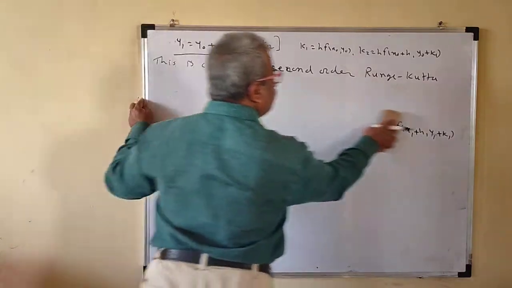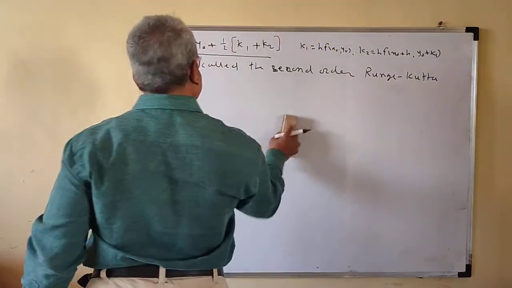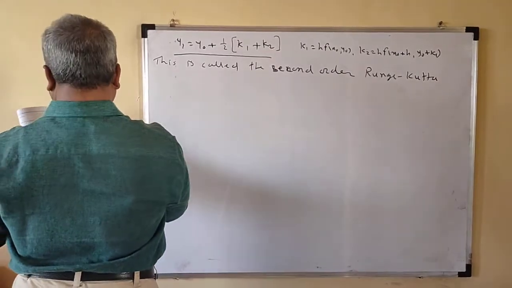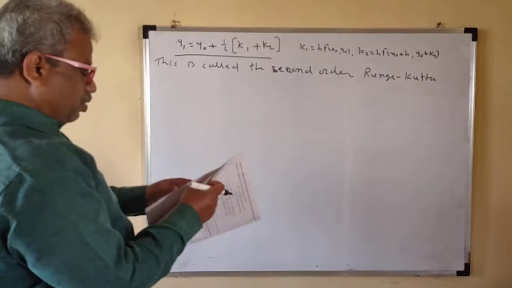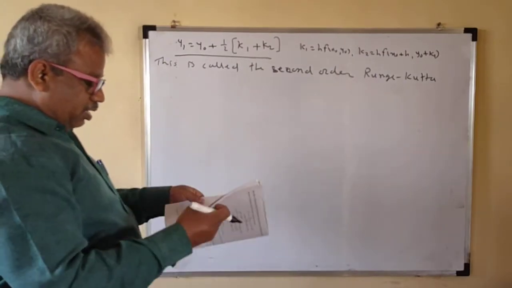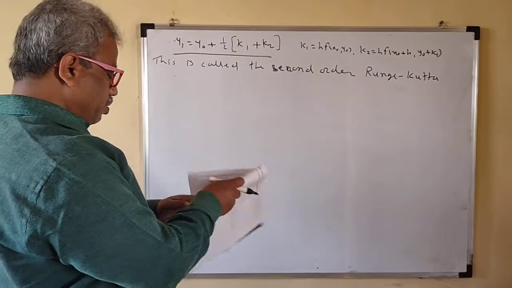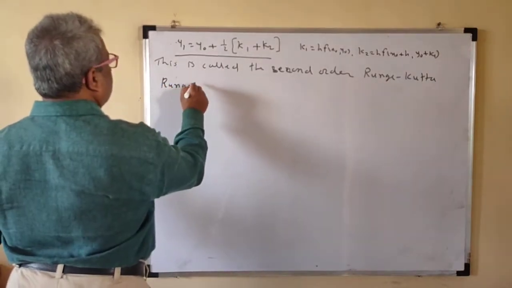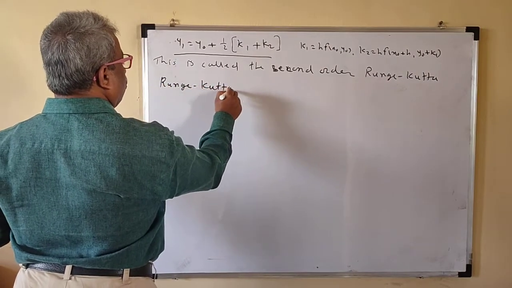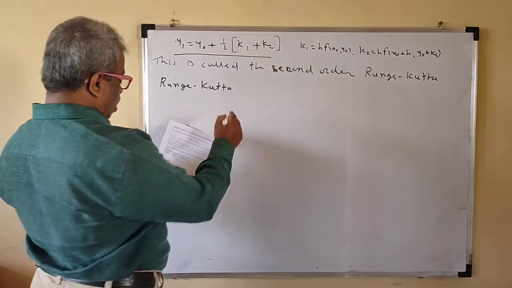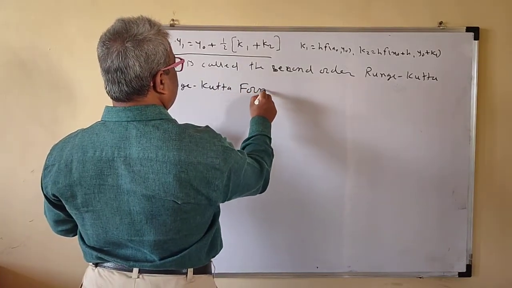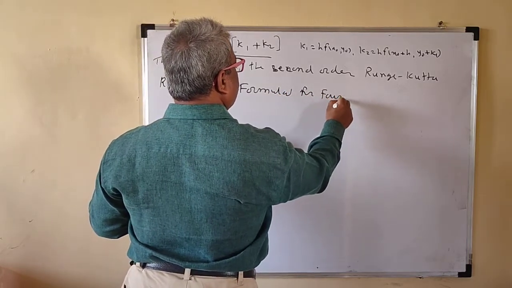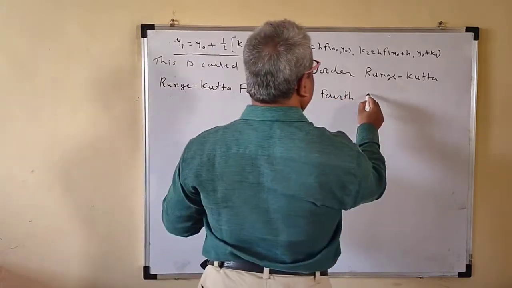Okay. So now we will just write the fourth order formula. Okay. The fourth order formula. Just we write that formula because we don't want the theory. So we write that formula. Okay. Runge-Kutta formula for fourth order.